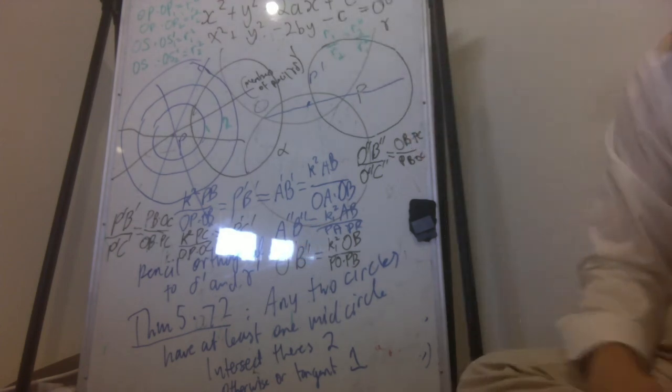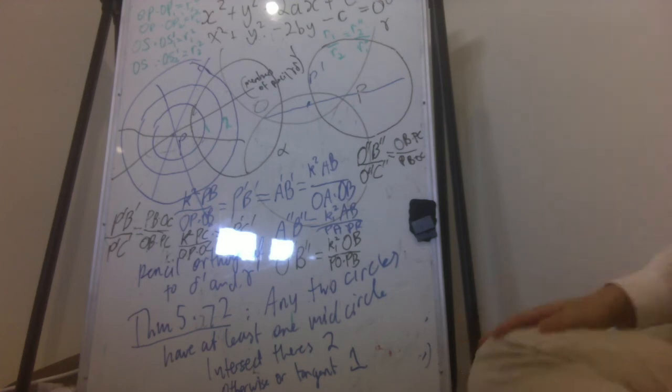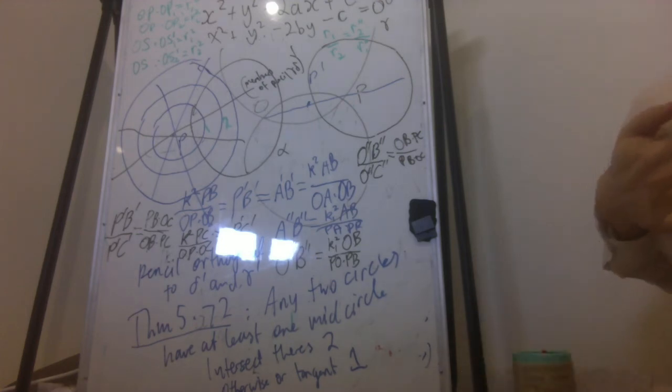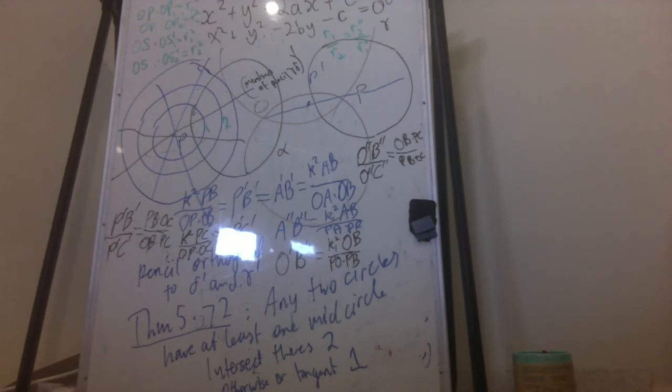Yeah, O and P are just the intersections of delta and gamma. So there might be an easier way to do it, but I guess this reviews that theorem. This is like one of the very first theorems in the chapter. You might even want to prove it as an exercise.